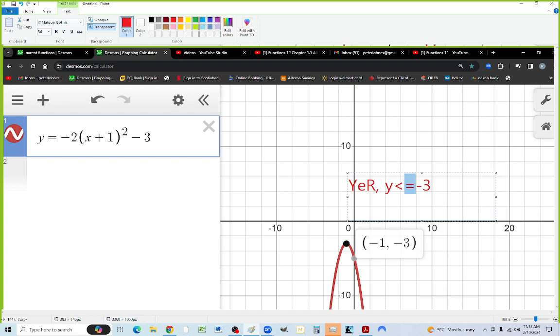Why do I have to put that equals there? Because the vertex is -3. That's right. The vertex is included. So it exists at the vertex. So -3 must be included because -3 is its vertex. So you wouldn't say smaller than -3 is the range. You would have to say smaller or equal to -3 because -3 is the exact vertex.